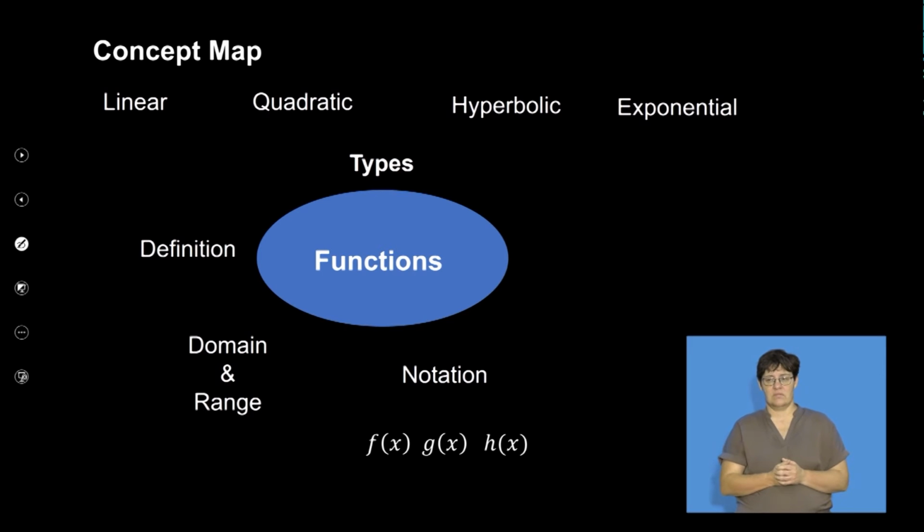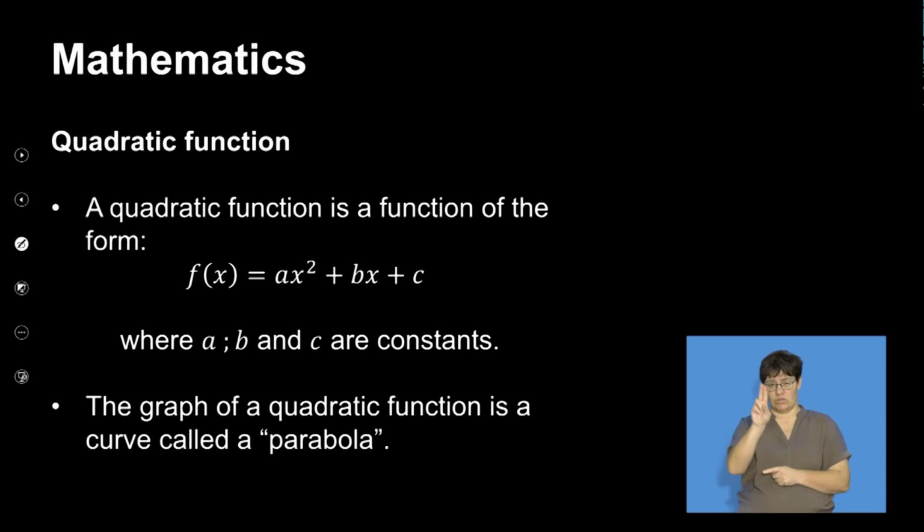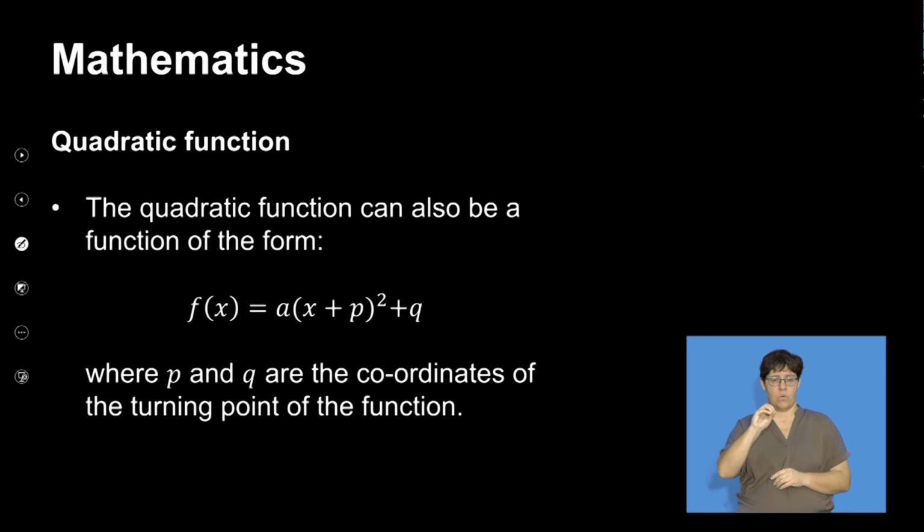Now, specifically, to look at the changing of parameters, we're going to focus mainly on the quadratic function, which is normally called a parabola. So remember that a quadratic function is a function of the form f(x) = ax² + bx + c, where a, b, and c are constants, right? They can be any real number in mathematics. They don't represent anything specific. And the graph of a quadratic function is normally called a parabola.